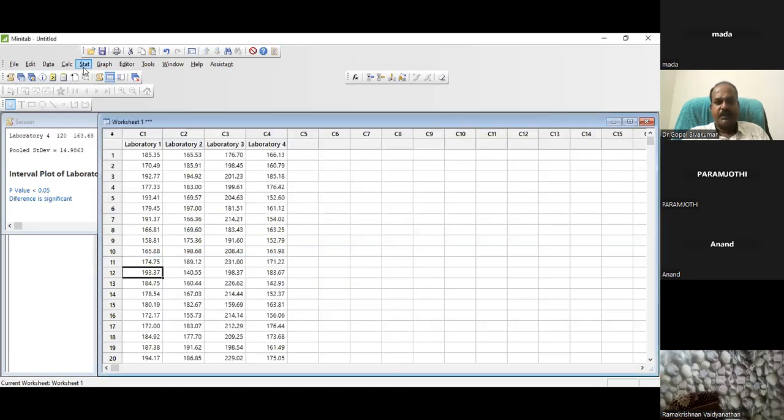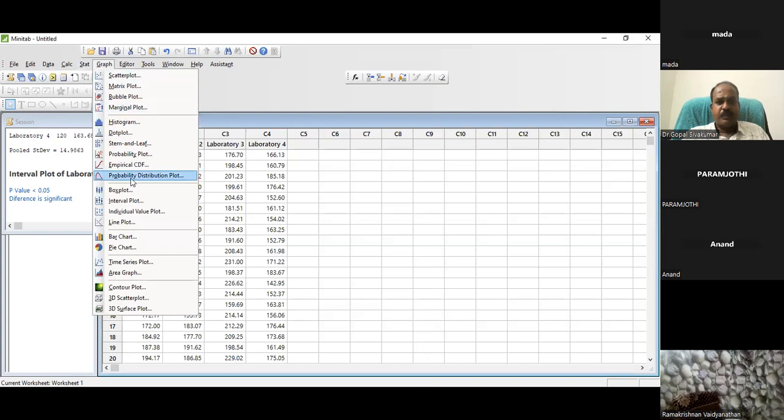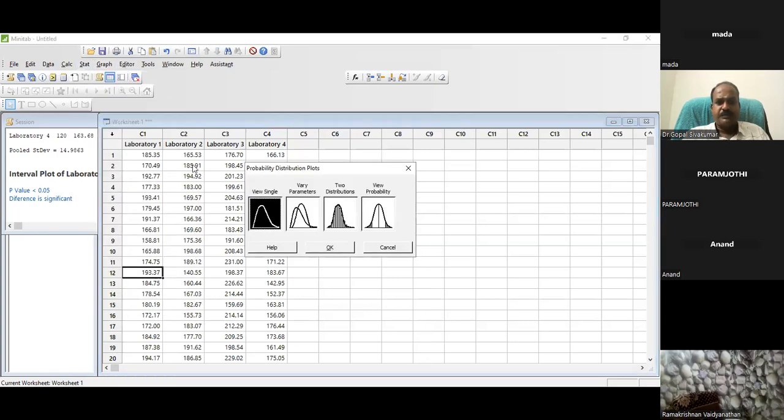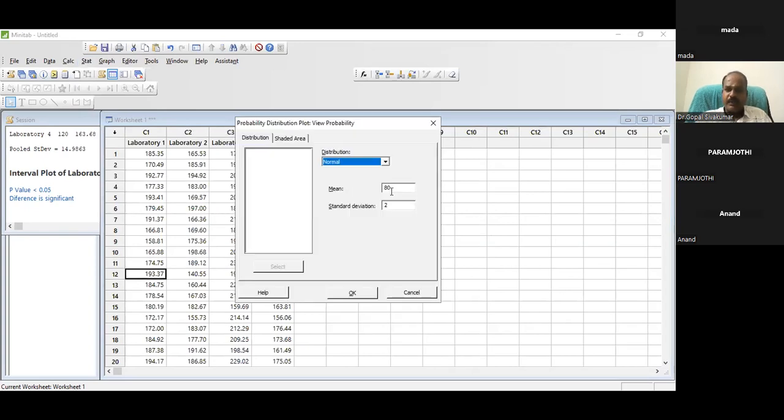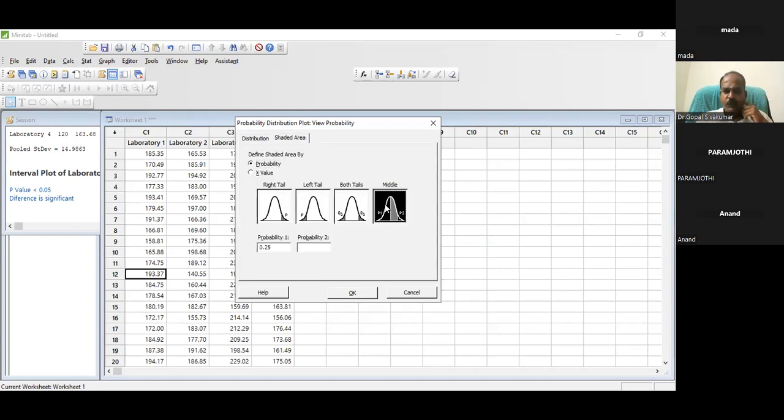So I am in Minitab now. Go to Graph, Probability Distribution Plot. View probability. Make it standard. When the practical scenario is not known, assume a standard scenario. Go to shaded area, View probability, choose X value and middle. What values have they given? Minus 1.5 on the left side, plus 1.5 on the right side.